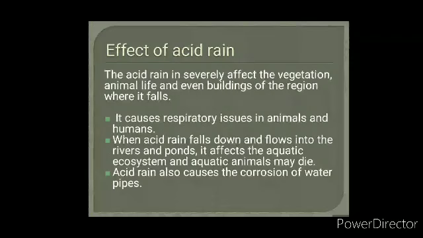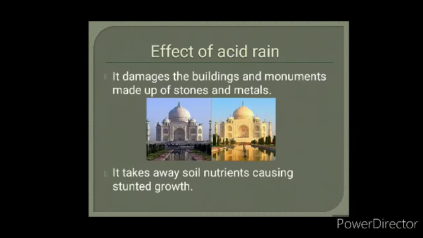Acid rain causes the corrosion of water pipes as well, because water pipes are made of metals. Next, it damages buildings and monuments made of stones and metals. You can see from the figure, the white marble of the Taj Mahal turns yellow due to acid rain. It is also known as marble cancer. Another, how it affects soil: it takes away the soil nutrients, causing stunted growth. Plants will not grow like before after acid rain. So these are the adverse effects of acid rain.